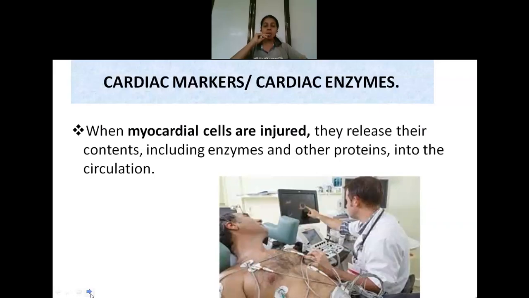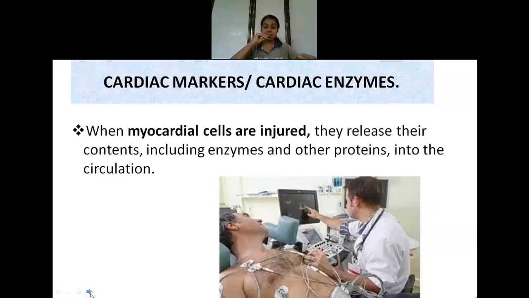These cardiac enzymes or cardiac markers are present in the blood only for some period of time. Each type of cardiac enzyme is present for a certain duration. Some are present for only 7 hours, some for only 24 hours, some for at least 36 hours. So it is very essential to do the blood test immediately. Suppose a person has had a heart attack, minor or major, and visits after 3-4 days; in that case the cardiac enzymes may not be detected in the blood.